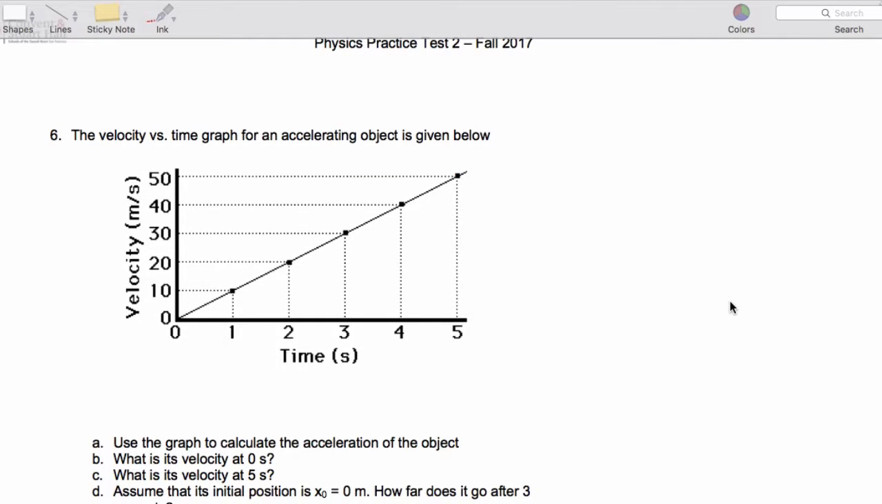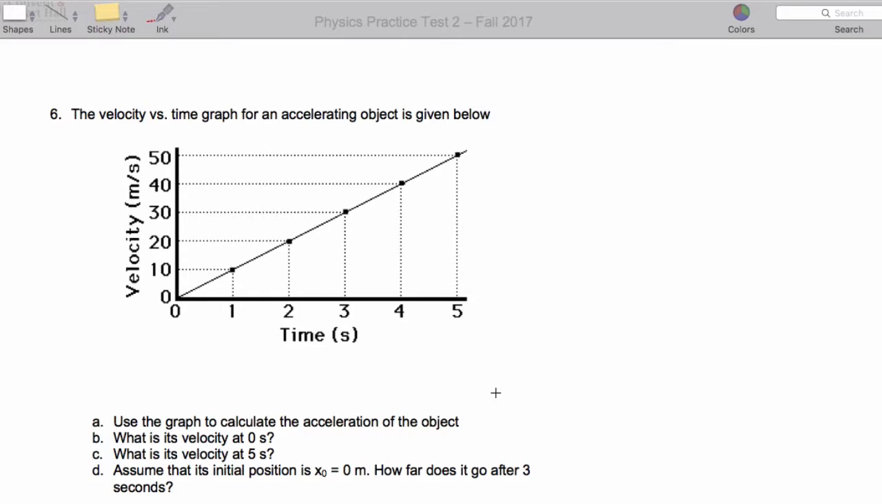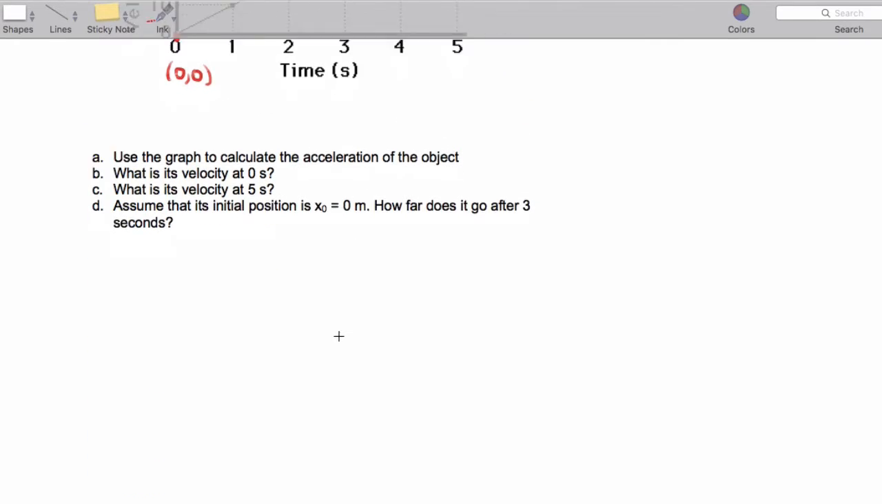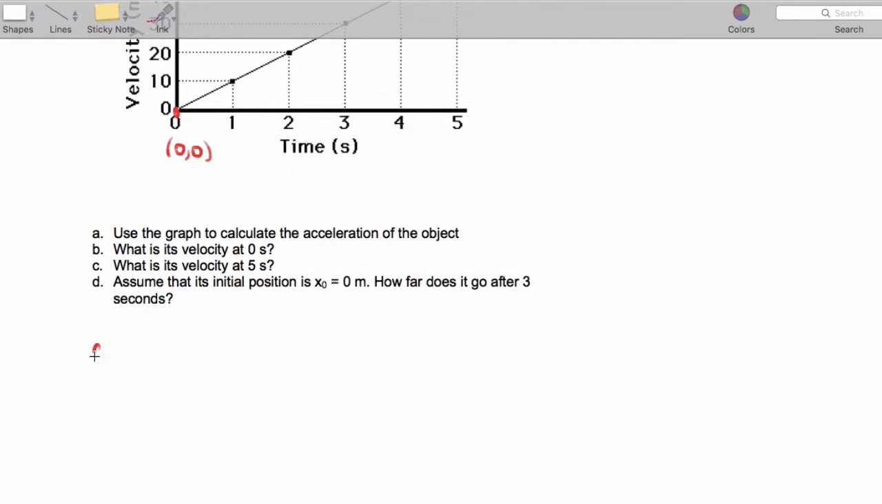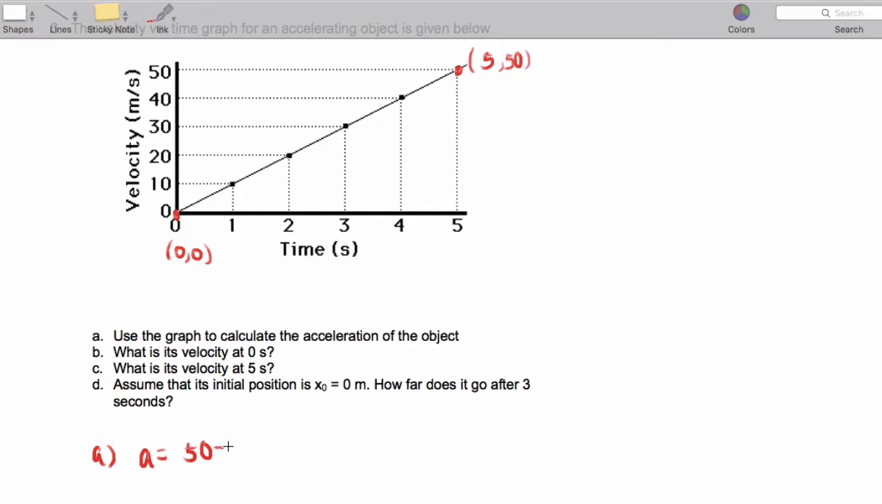All right, so we have a velocity versus time graph for an accelerating object given below. Let's get the acceleration by getting the slope. So we have a point here and a point here. So we have 5 and 50, 0 and 0. And for part A, the acceleration is simply going to be 50 minus 0 over 5 minus 0, and we're getting 10 meters per second squared.